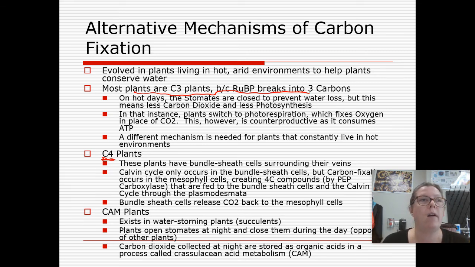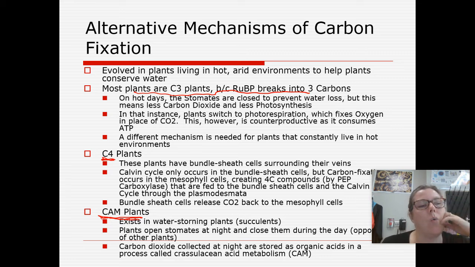So we have fixation and use occurring in 2 different places. They're isolated by place in C4 plants. CAM plants do this a little differently. CAM plants do fixation in the same cells where they do the Calvin cycle. But what they do is build up something called crassulacean acid in those cells, in the mesophyll cells where the Calvin cycle is taking place.